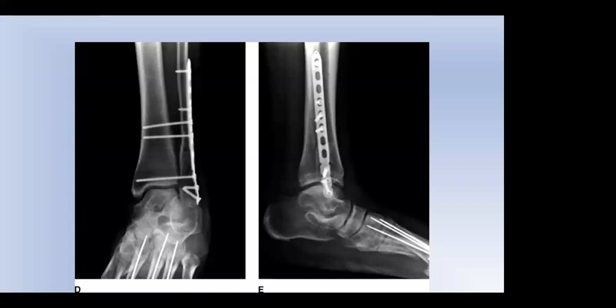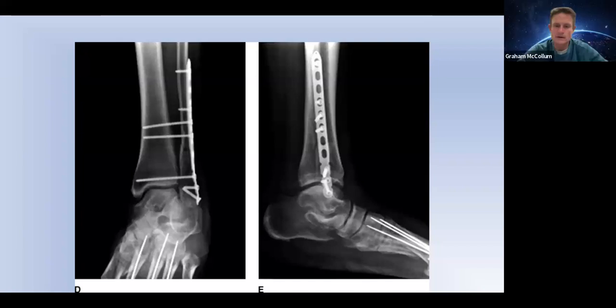Great. Thanks. But with bounding pulses, which is often what you get in these Charcot type pictures, then they're not going to be that helpful.